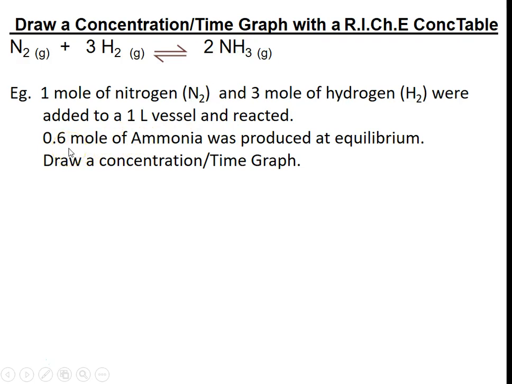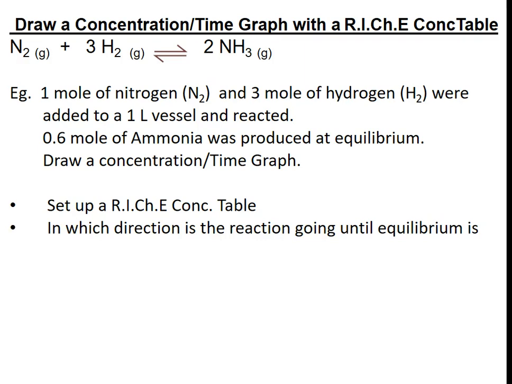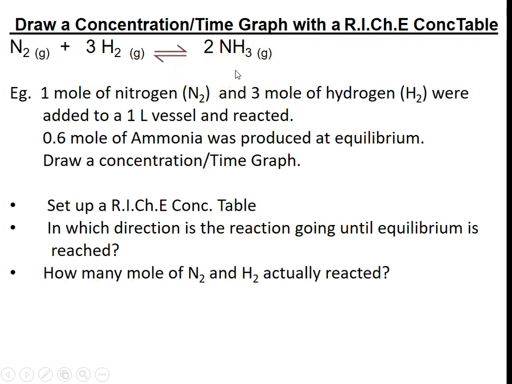Then after they've reacted, when it reaches equilibrium, you get 0.6 moles of ammonia. So from this information you should be able to draw a concentration time graph. So you set up your RIChE Conc table, work out which direction the reaction is going until equilibrium is reached. So because there's no products, straight away you realise that there's only mainly forward reaction.